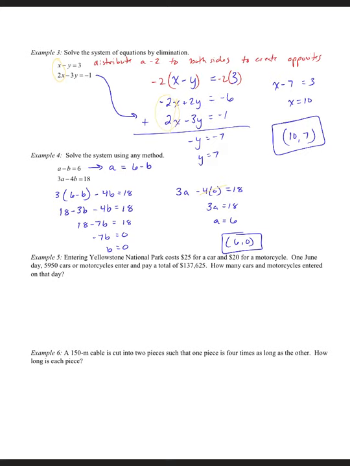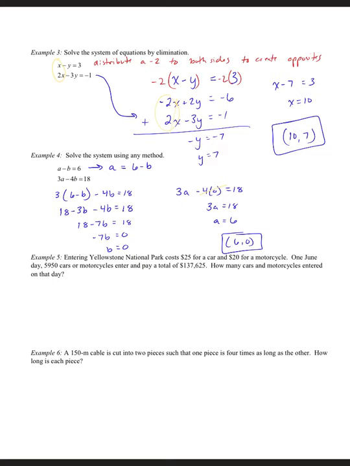Okay, example 5. This one's going to be very similar to the last problem we did in 5.2 because we have to set up the systems now. So entering Yellowstone National Park costs $25 for a car, $20 for a motorcycle. One June day, 5,950 cars or motorcycles enter and pay a total of $137,625. How many cars and motorcycles entered?